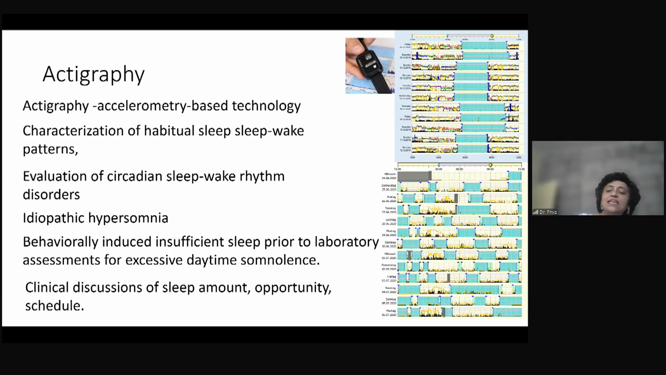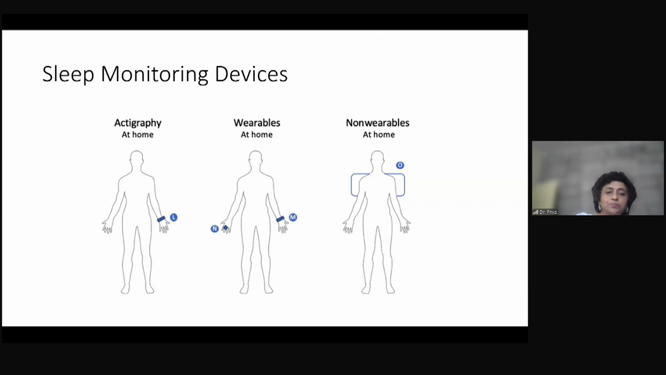And if a teenager comes with a sleep-wake cycle like this, you can make them understand that discussions about sleep, the quality, the quantity, and the schedule, all that can be explained by an actigraphy.